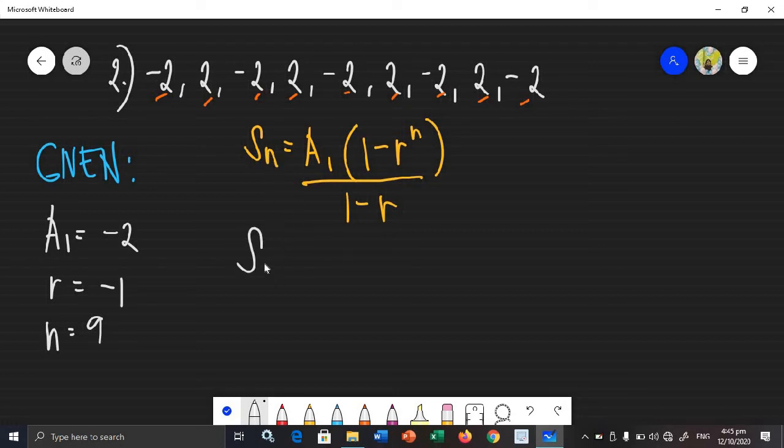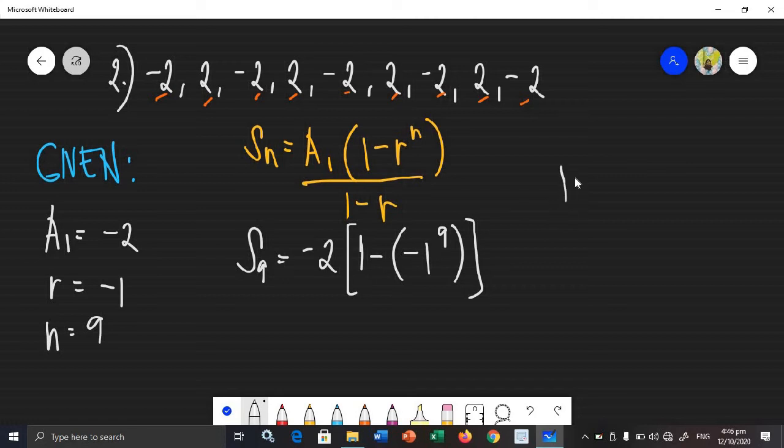So S sub N, where N is 9, is equal to negative 2, your A sub 1, times quantity 1 minus negative 1 raised to 9. Okay? So, don't forget to put a parenthesis whenever you are substituting something. Because it gets confusing without parenthesis. Like this. If I write this without parenthesis, that is what will happen, right? So, it's not pleasant to the eyes. It will look very tricky.